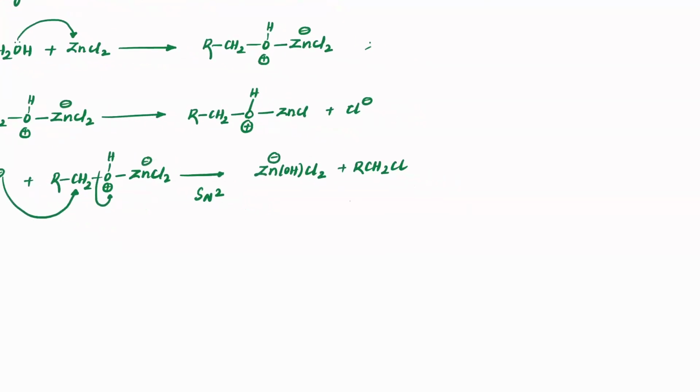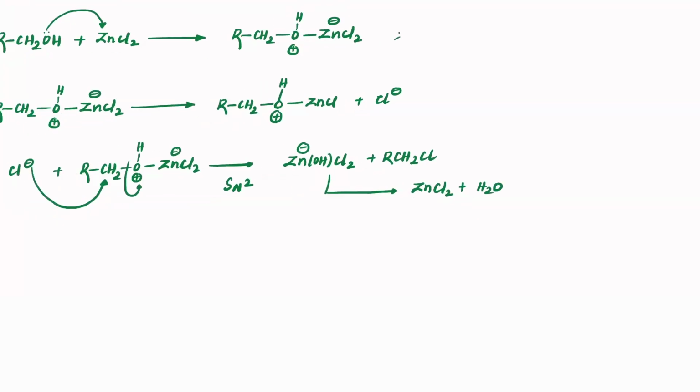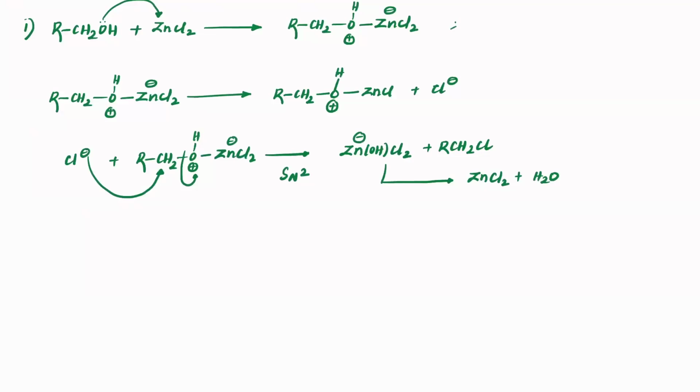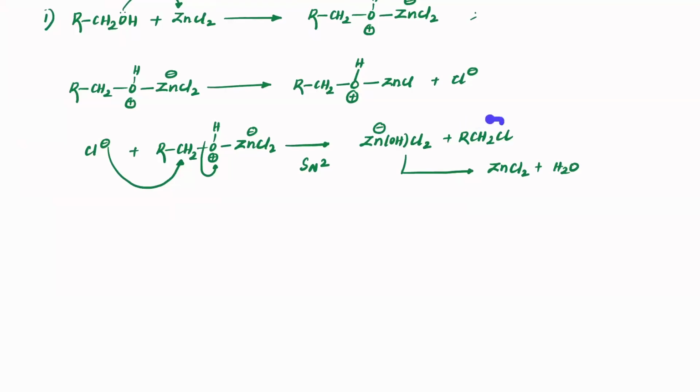Okay, and this compound will eventually become ZnCl2 again, and H plus will take the OH and convert into H2O. So this is how you will get the product again, and you will get a 1 degree alkyl halide.